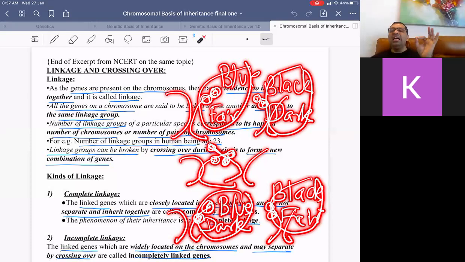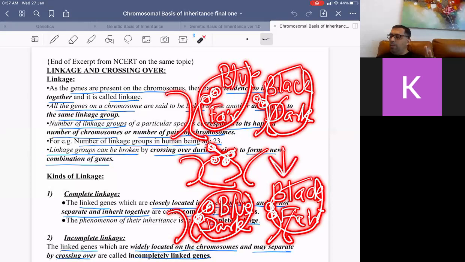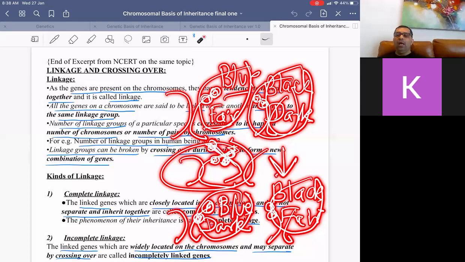These chances are very low, and normally this recombination will be possible very rarely, and blue and fair will always inherit together and black and dark will always inherit together. The chances of chiasmata forming between them and recombination occurring are very low. So to get blue and dark and to get black and fair, chances are very less. It will normally inherit as blue and fair only and black and dark only. So maternal will remain as maternal and paternal will remain as paternal.